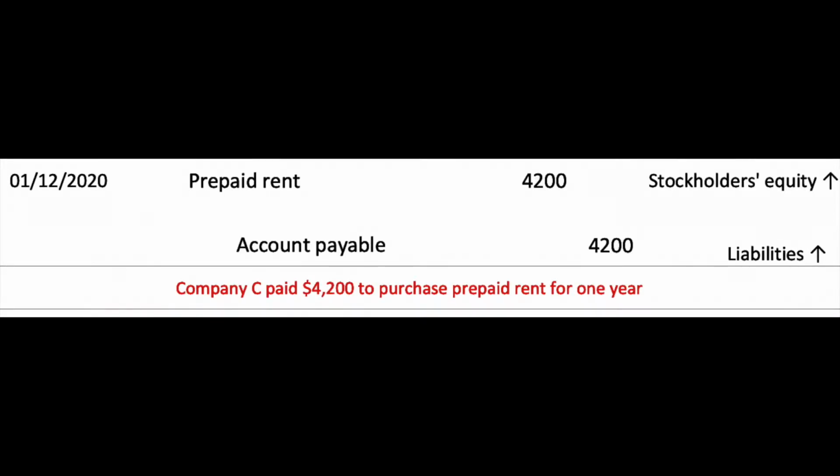The second transaction is about purchasing prepaid rent. Company C paid $4,200 to purchase prepaid rent for 1 year. Company C should record this transaction by debiting prepaid rent and crediting account payable for $4,200.